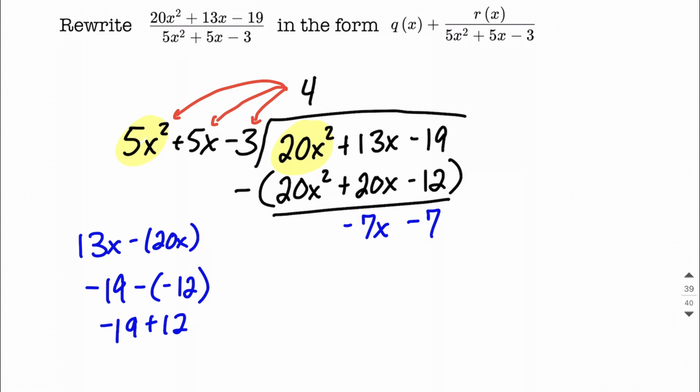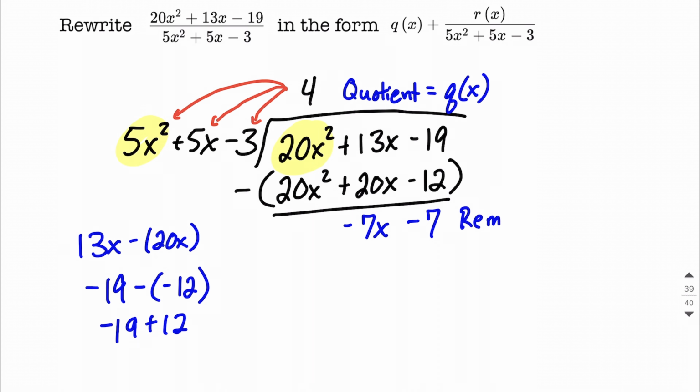Now, because our divisor has an x squared, a second-degree polynomial, and what remains is an x to the first power, we're done. All right, as far as our long division goes, what's at the top, the 4, we refer to this as being the quotient. And that's going to correspond with q of x up above in the form we're trying to write it in. And then at the bottom, that negative 7x minus 7, we refer to that as the remainder.